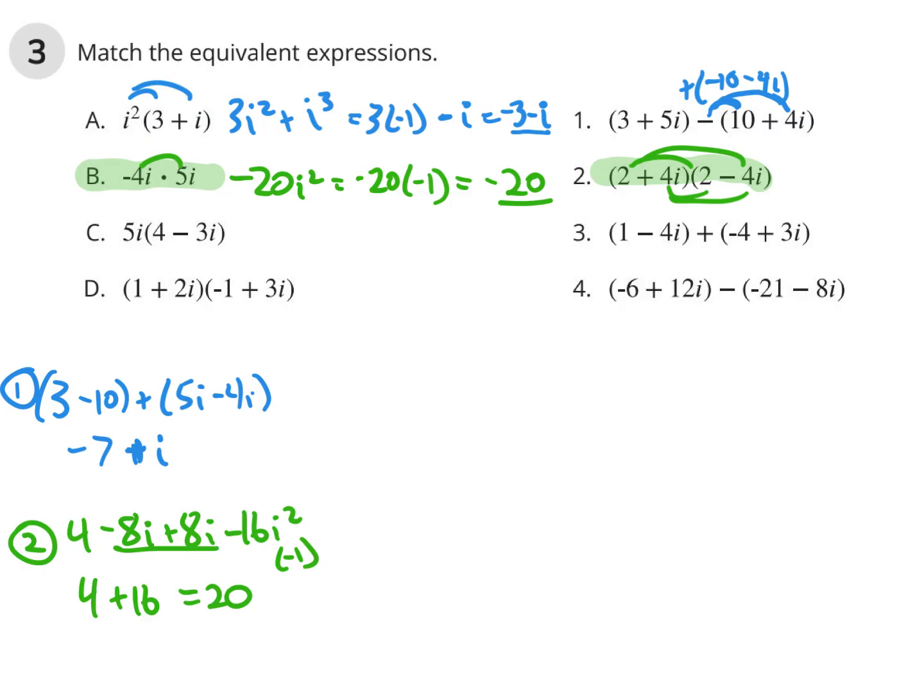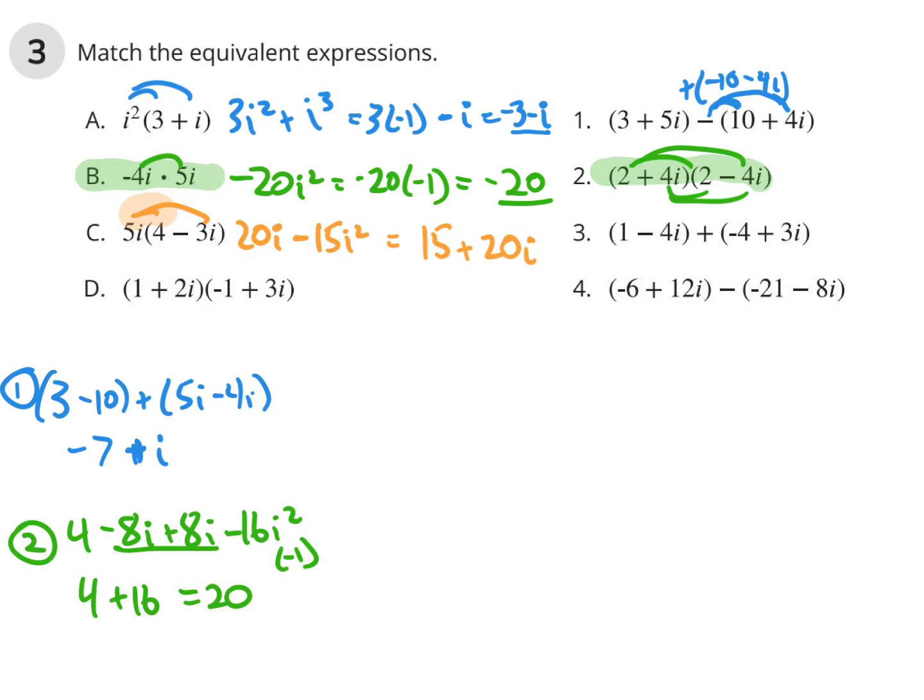So let's go down to the next one. Distribute the 5i to both things. You get 20i minus 15i squared. i squared is negative 1. So that becomes 15 plus 20i.